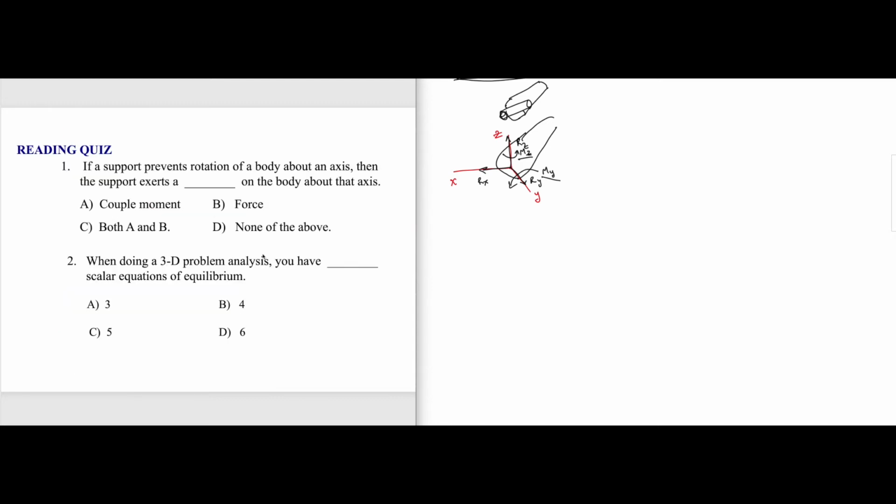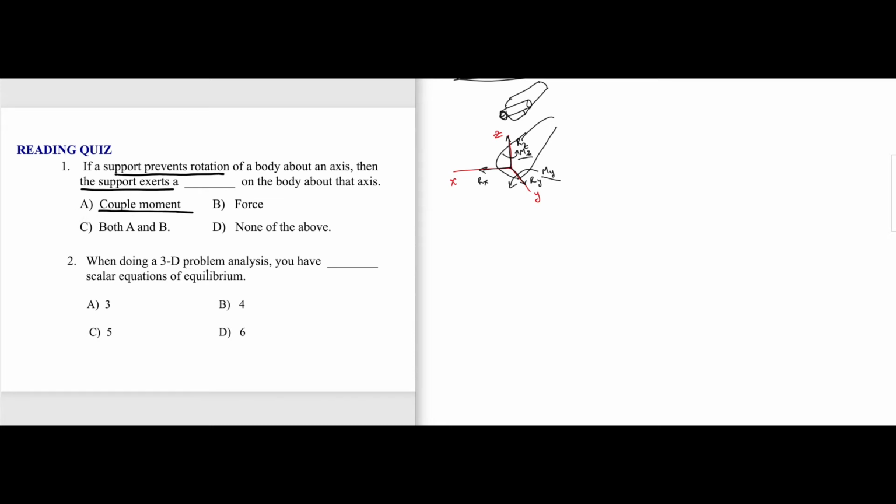So if a support prevents rotation about an axis, then the support exerts a couple moment on the body about that axis. If you're preventing rotation, you will have a couple moment, only a couple moment, not the force. If we are preventing it to translate, we have the force. So if the question were asking you if a support prevents rotation and translation, you have to choose option C. But for this question, you have to choose option A.